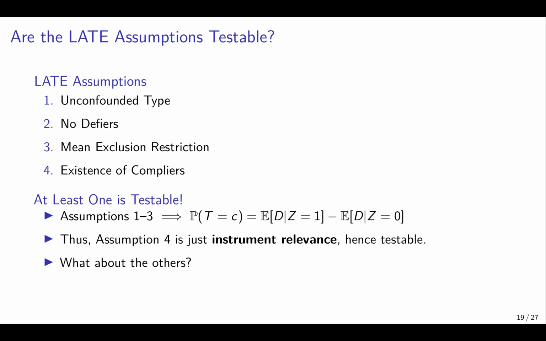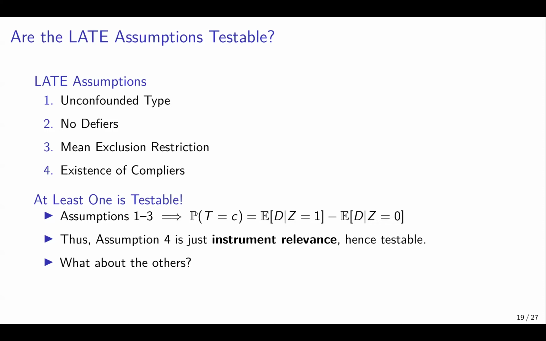Well, let's remember what they are. First, unconfounded type. Second, no defiers. Third, mean exclusion. And 4, existence of compliers. Right off the bat, we know that at least one of these is testable. Why is that? Well, that's because assumptions 1 through 3 imply that the share of compliers is equal to the causal effect of Z on D. So the difference of means for D when Z is 1 minus when Z is 0. So assumption 4 is just exactly the same thing as instrument relevance in our textbook IV model.